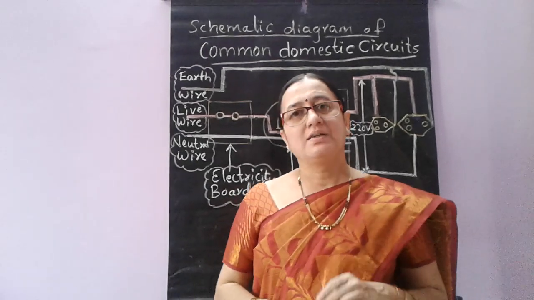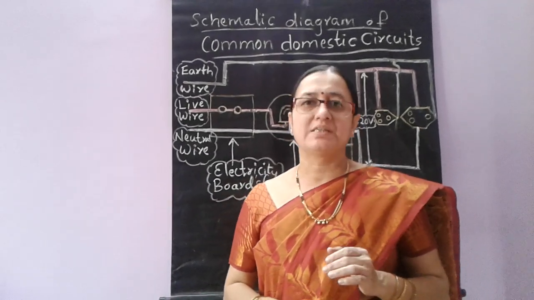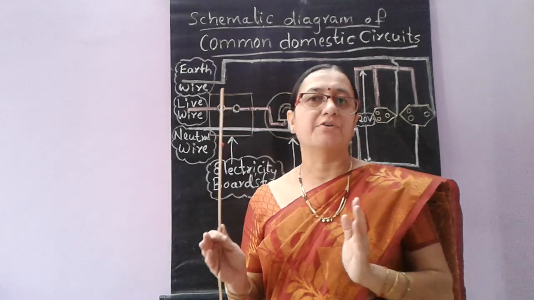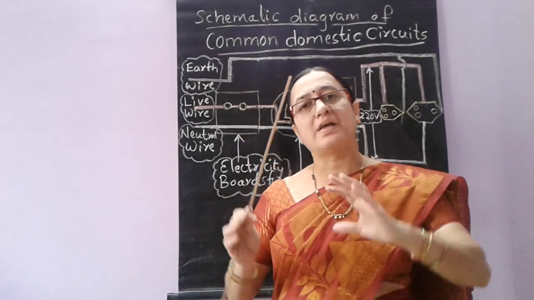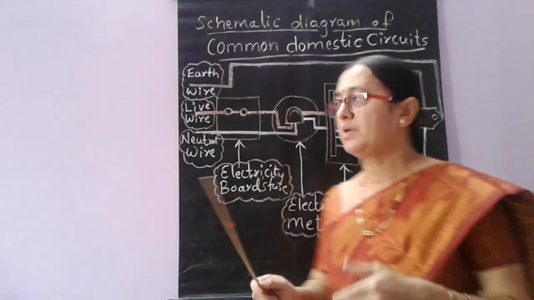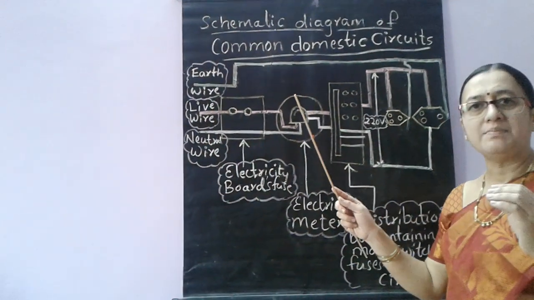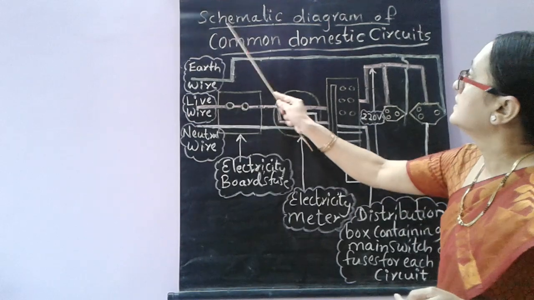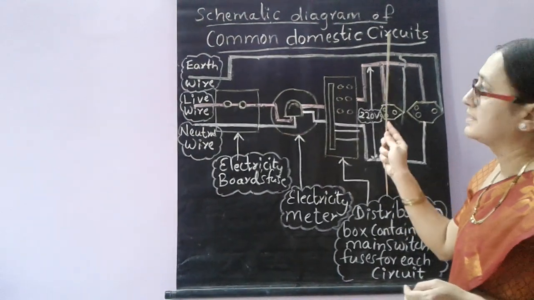Good morning, children. Today we are learning about the domestic circuit, the main meter board, what is there in our houses, and how they are connected to the different switchboards in our houses. What is the function of each of them and what are the different parts? Schematic diagram of a common domestic circuit.